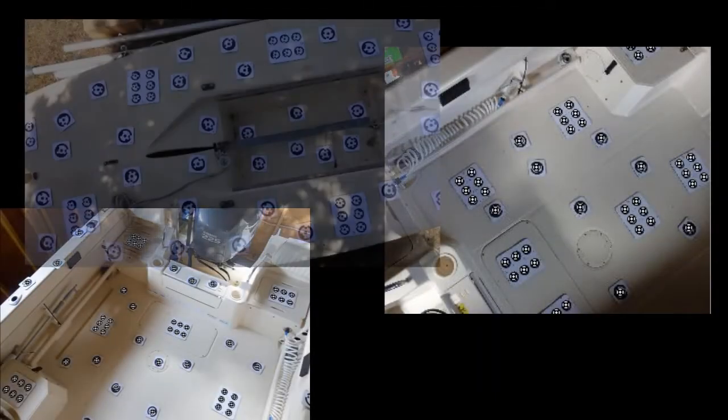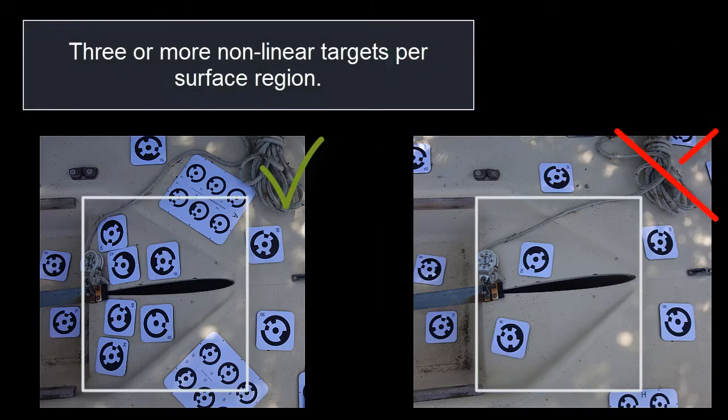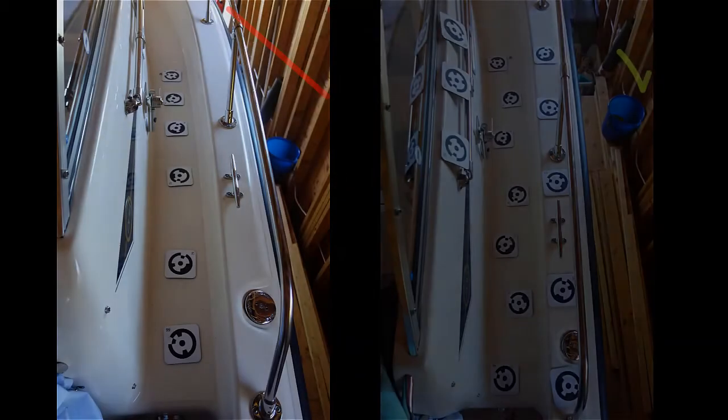Any surface to be used for tracing must have at least 3 non-linear targets on it. In the bad case, the slanted surface around the daggerboard hole has only 2 targets. Spread targets across the panel, not just in a line.